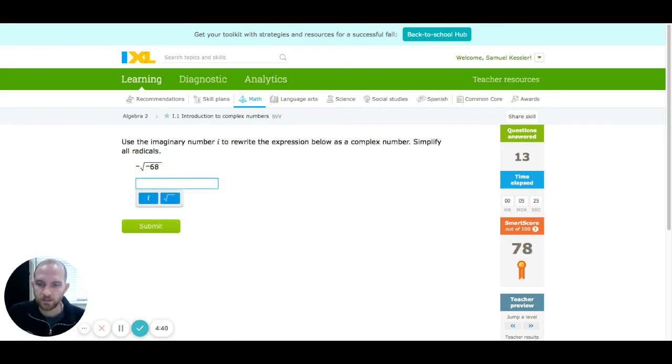We'll do one last problem. 68, if I divide 68 by 2, I get 34. 34 is not a perfect square, so I'm going to divide it by 2 again, and I get 17. Now 17 is prime, so the prime factorization would be 2 times 2 times 17. If you've got a pair of 2's, we could take a 2 out, so we'd have a negative 2 out front. We'd have the square root of 17, which did not have a pair, so it stays underneath, and it is imaginary.